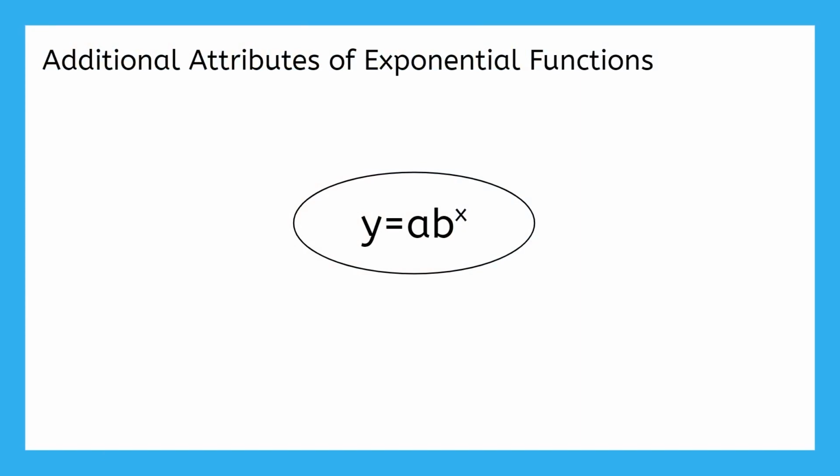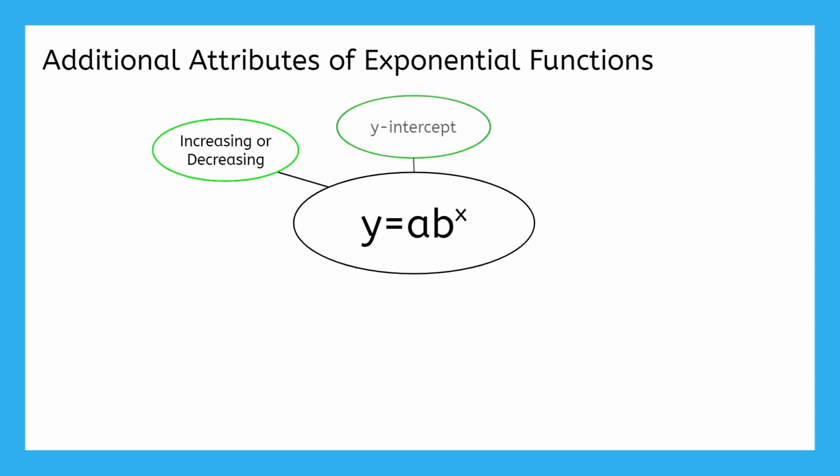In the last lesson, we talked about these parts of the general form of an exponential function: whether the function was increasing or decreasing, the y-intercept, and the growth rate. Exponential functions that are increasing model exponential growth, while decreasing functions model exponential decay. Also, exponential functions will either be always increasing or always decreasing.